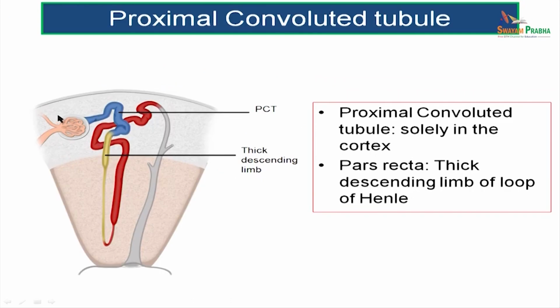Having studied the renal corpuscle, the detailed histological structure, we will move into the next structure, that is the proximal convoluted tubule. The convoluted part of the proximal convoluted tubule lies solely in the cortex, and the distal part we call the pars recta of PCT, which is also given another name, the thick descending limb of the loop of Henle, which is going to descend from the cortex into the medulla.